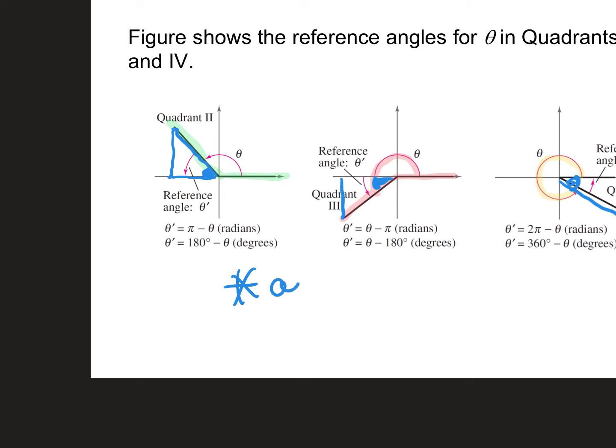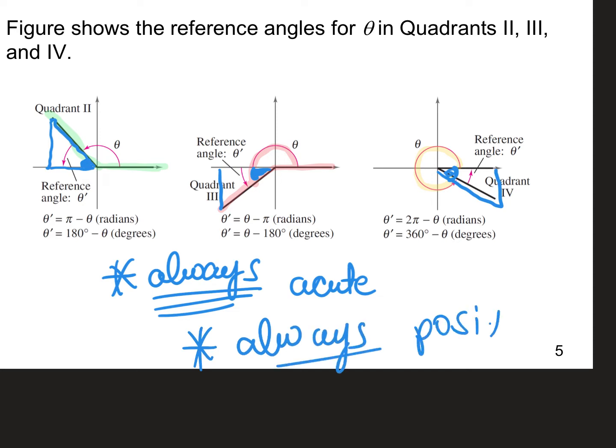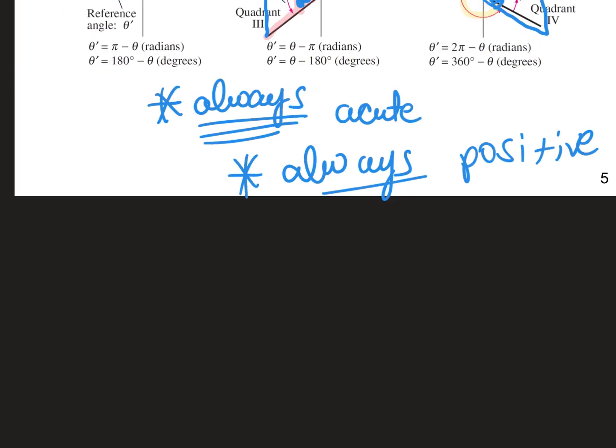Reference angles are always acute. What does that mean? Less than 90. And they're always positive. So you guys are going to figure out reference angles mathematically, and then we're going to use reference angles to find some trig functions of stuff. But this is a really easy concept, and I'll show you. I'll write out a little. Let me go back here.